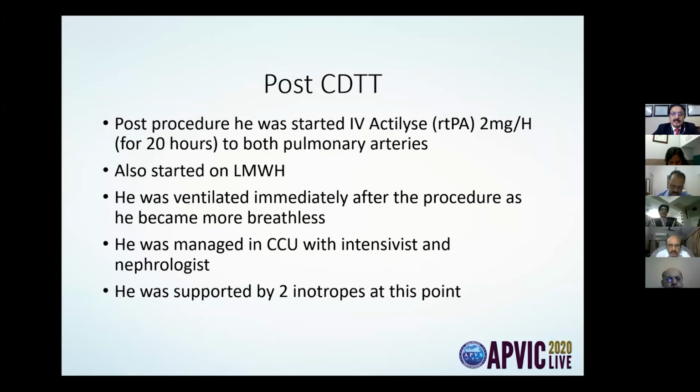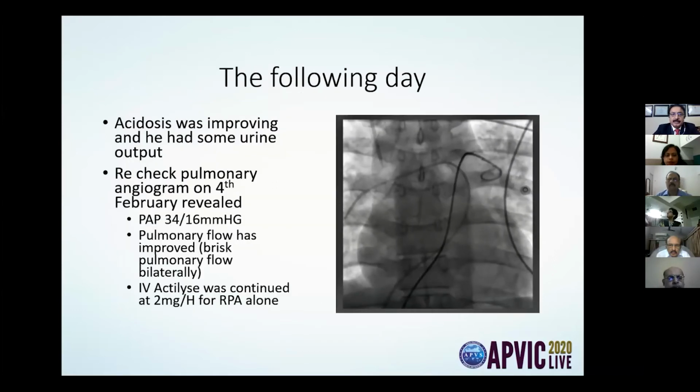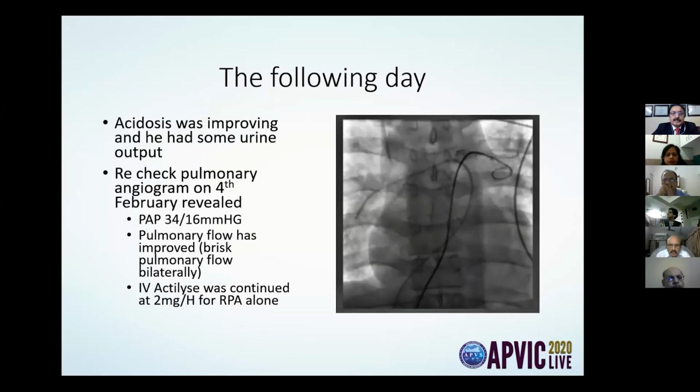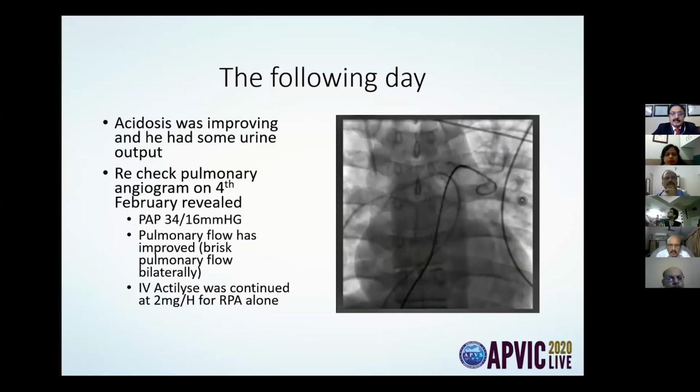We also started the patient on low molecular weight heparin. He was ventilated immediately after the procedure as he became a little more breathless, and he was managed in the CCU with intensive nephrology support as he was anuric, and he was supported by 2 inotropes at this point. Following this, the acidosis improved and he had some urine output.